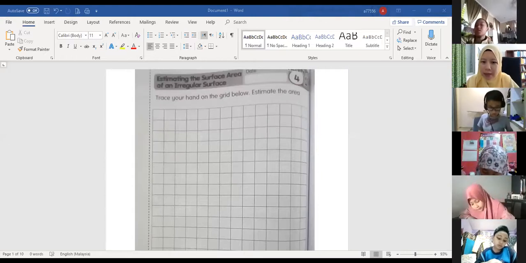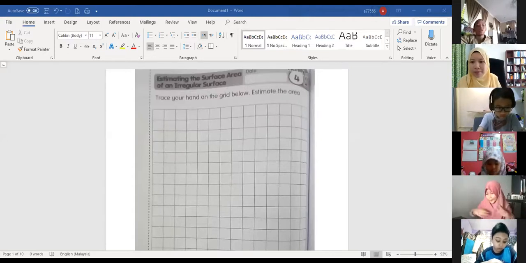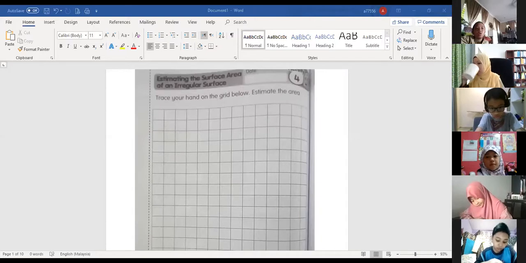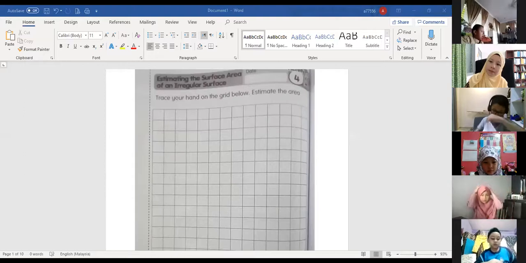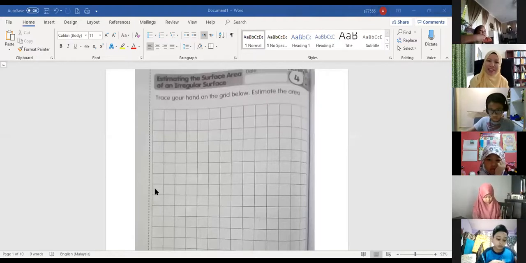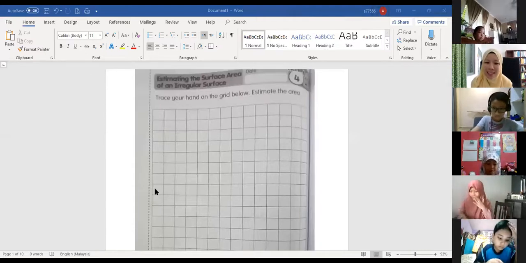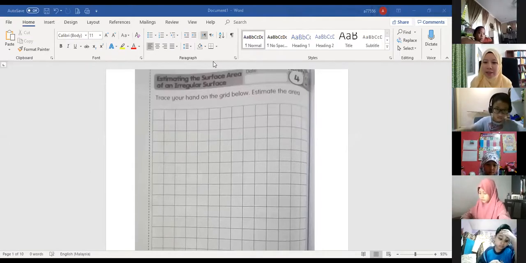Who else got the answer? Teacher wants to know the area of your hand. What is the estimate area of your hand? Centimeter. Your hand is small, you did not count. Make sure you calculate properly. Okay, Akif, the area of your hand is 86 centimeter. Don't forget to put square. Okay, Zia, 67 centimeter square. Don't forget to put the unit.